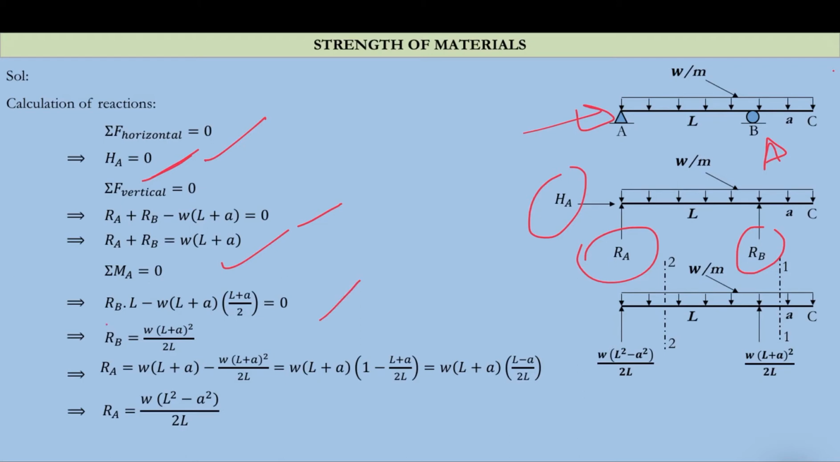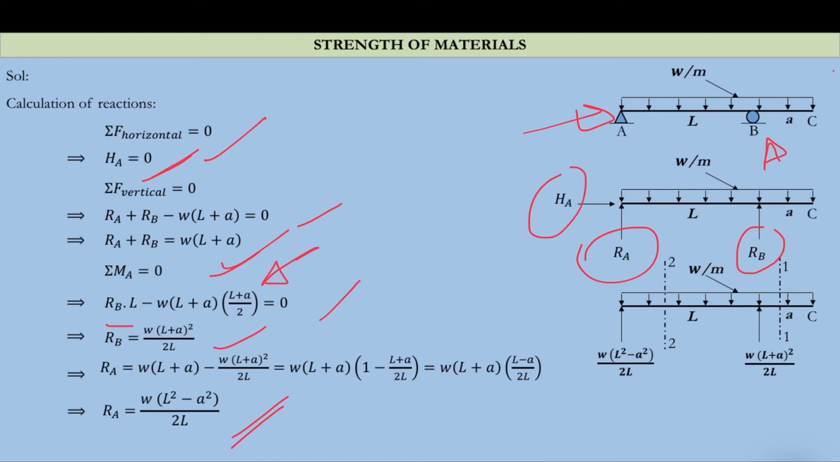So RB into L, where RB is the reaction and L is the distance from A. The load is W into L plus A, acting at L plus A by 2, the midpoint of the loading, which is the UDL. So this will give us RB equal to W times L plus A whole square divided by 2L. If we subtract this value from W into L plus A, we will get the value of RA, that is W times L square minus A square divided by 2L.